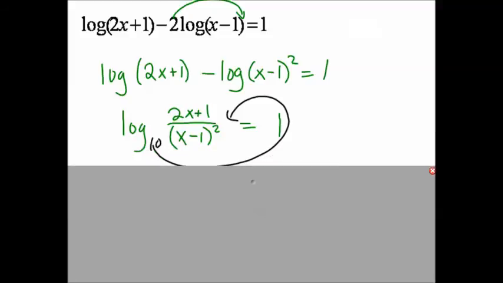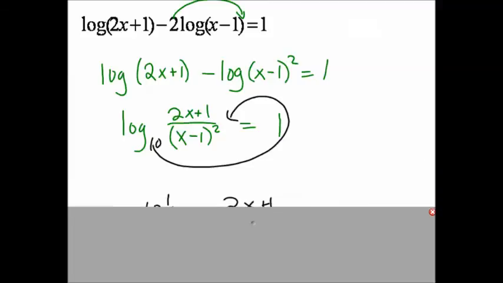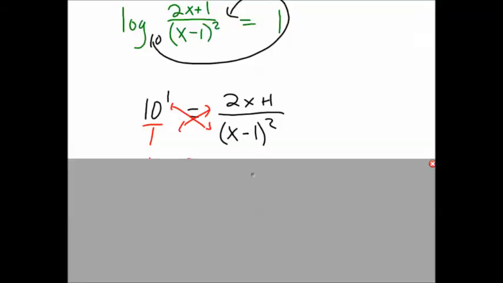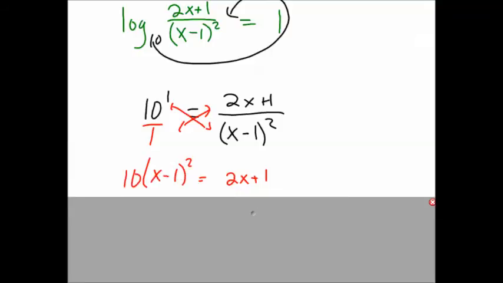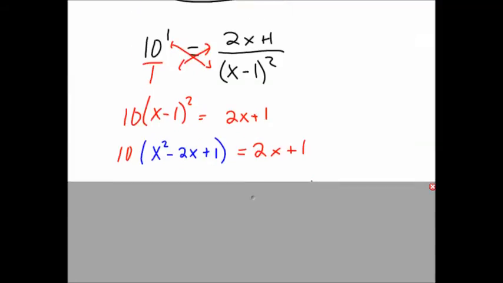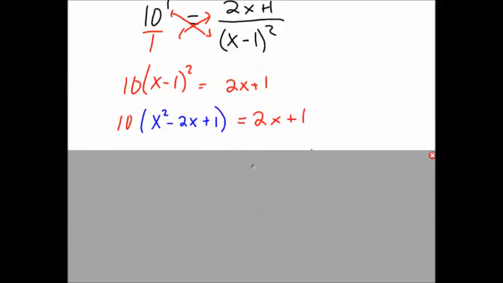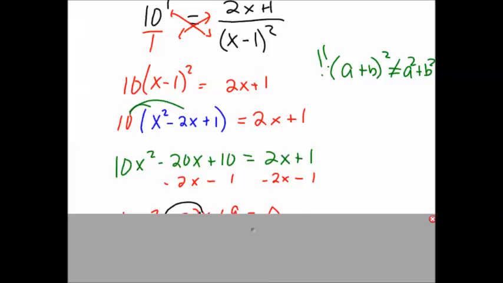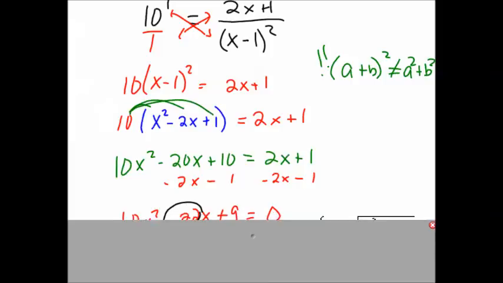Then we turn it using our property because it's minus. We divide our arguments. And then we turn it exponential. So I have 10 to the first equals that whole argument there. Then I cross multiply. Then I FOIL x minus 1. Make sure you FOIL. You cannot distribute powers, right? We know that a plus b quantity squared is not a squared plus b squared. It's major. Right? Then we distribute the 10 through and put everything on one side.